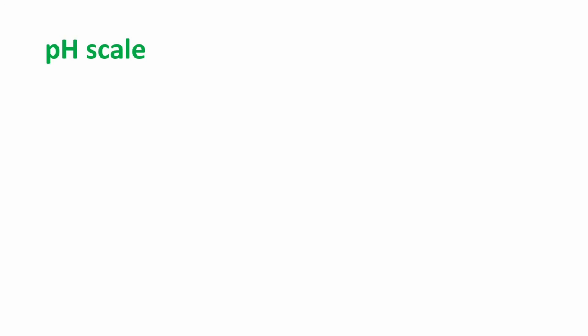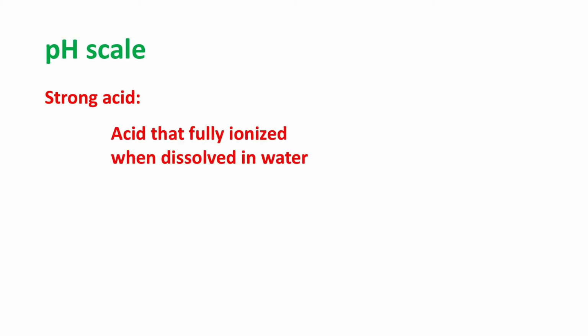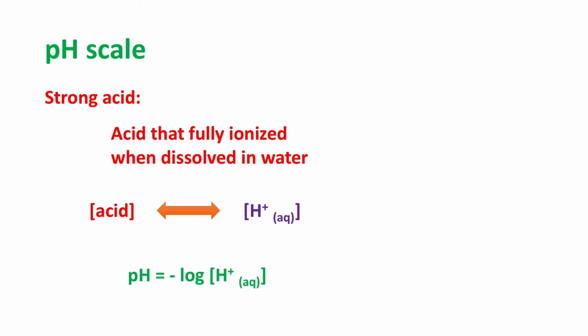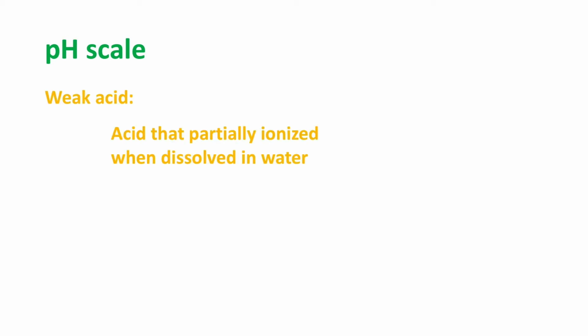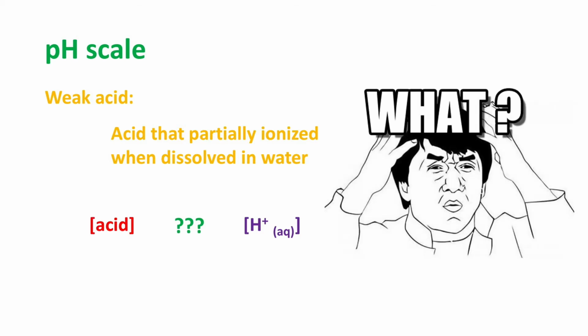So far, we have learned to find the pH value of strong acid, which is an acid that is fully ionized when dissolved in water. And from the concentration of acid and basicity, we can find the concentration of hydrogen ion and finally get the pH value. This method works well so far. But what about the weak acid, which is partially ionized when dissolved in water? How can we find the pH value from the concentration of acid?